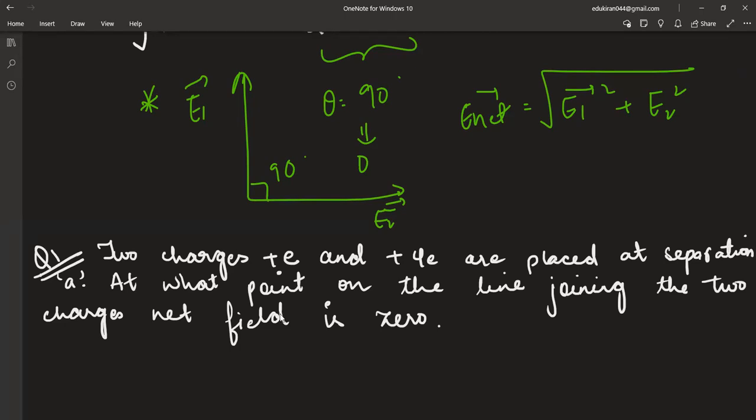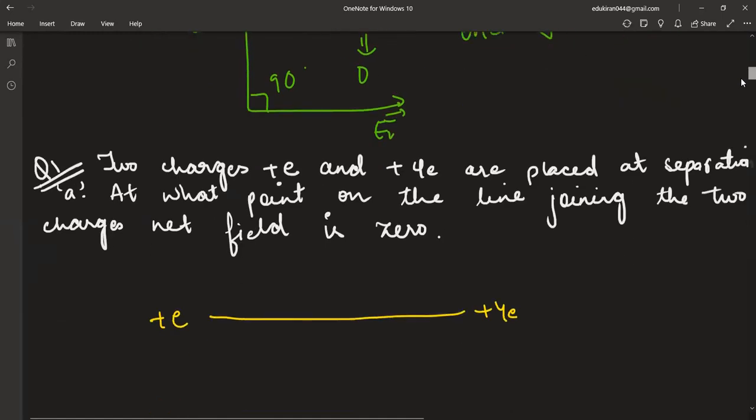See class, how to solve this question? It says that two charges, plus E and plus 4E, are placed at separation A. It means this is saying plus E is present, plus 4E is present. They are separated by the separation A. Then it says at what point on the line joining the two is the net field 0.